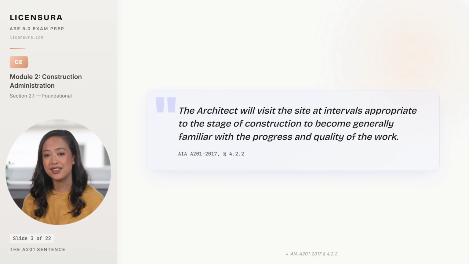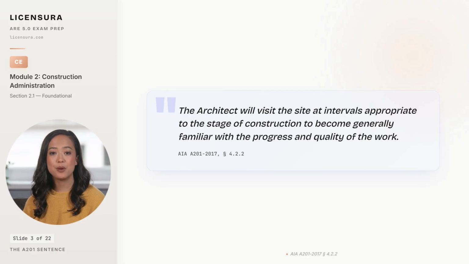The architect will visit the site at intervals appropriate to the stage of construction to become generally familiar with the progress and quality of the work. Every phrase in that sentence carries weight. Visit the site, not station yourself there.